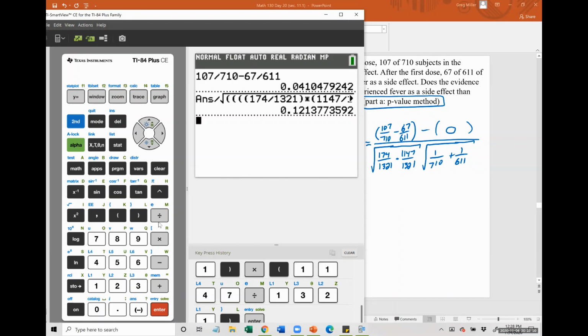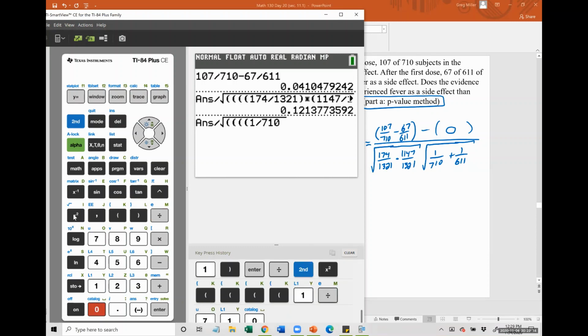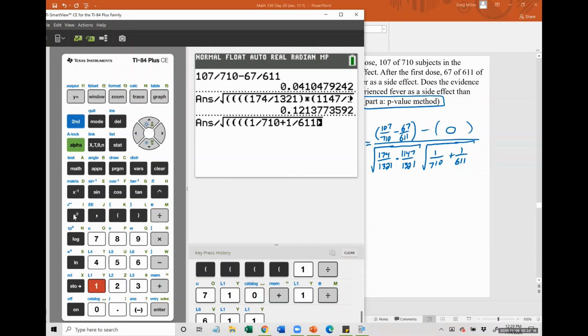So now I'm going to push divide again. Again, if you don't like what I just said, you can get the answer another way, by all means. But this is a quick way to do it, and you can just put it on the calculator without having to do some side calculations and write numbers down. So get the top answer, divide by the first root, get the answer, then divide by the second root. And again, if your calculator opens a parenthesis, open some more. 1 divided by 710 plus 1 divided by 611. And there is the test statistic. Any questions?